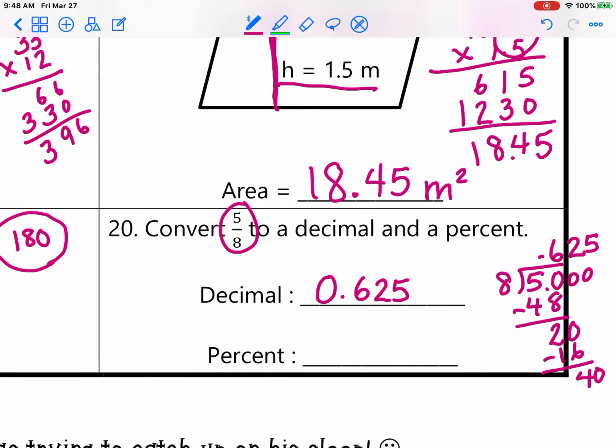To change the decimal to the percent, we just multiply it times 100, or move the decimal over 2 places. It's 62.5%. You don't have to put the percent sign in on your form. It might count it wrong if you do. So just put in the numbers 62.5 or 62 and 5 tenths, and the decimal 0 and 625 thousandths.